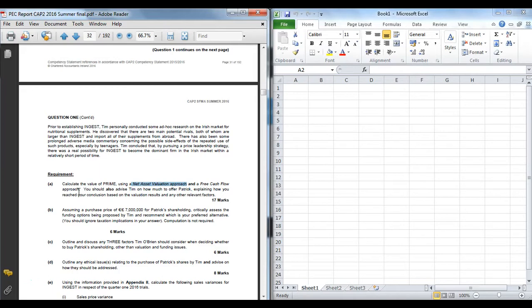So one of the most important things to take away from here is the number of requirements that are within this Part A. This is one thing that the examiner has started to do in recent years, and it's also a prominent item on the examiner report for Summer 16 as well. You have essentially a number of different requirements here. You have to do a net asset valuation, which is 1, free cash flow valuation, which is 2, advise Tim on how much to offer Patrick, 3, explain your conclusion, 4, and then identify any other relevant factors.